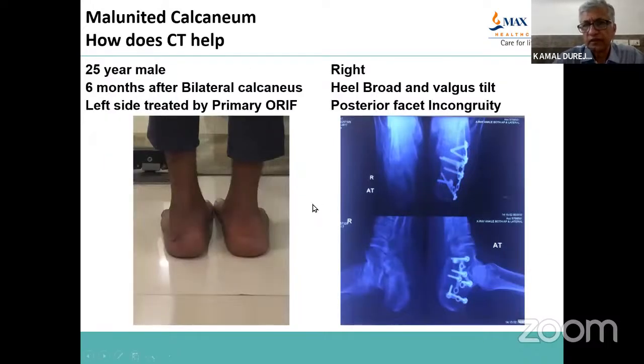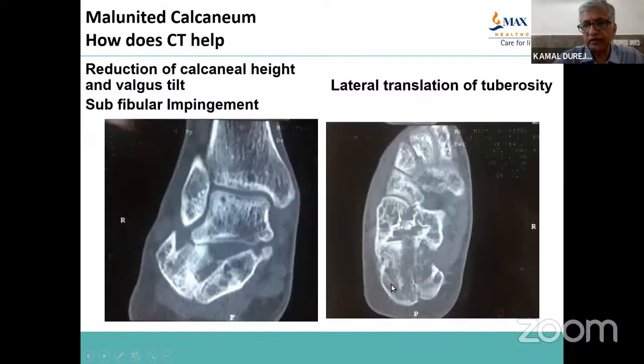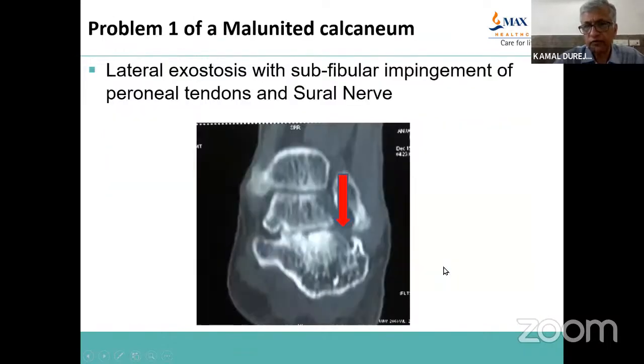Another patient, bilateral calcaneum, one treated by surgery, but the other side could not be treated. The one treated has a very good shape, lying neutral, with all plates and screws showing a very well reduced calcaneum, but the other side is deformed. And a CT scan of this patient is not only showing varus angulation. It is also showing translation. It is showing broadening. It is showing an impingement.